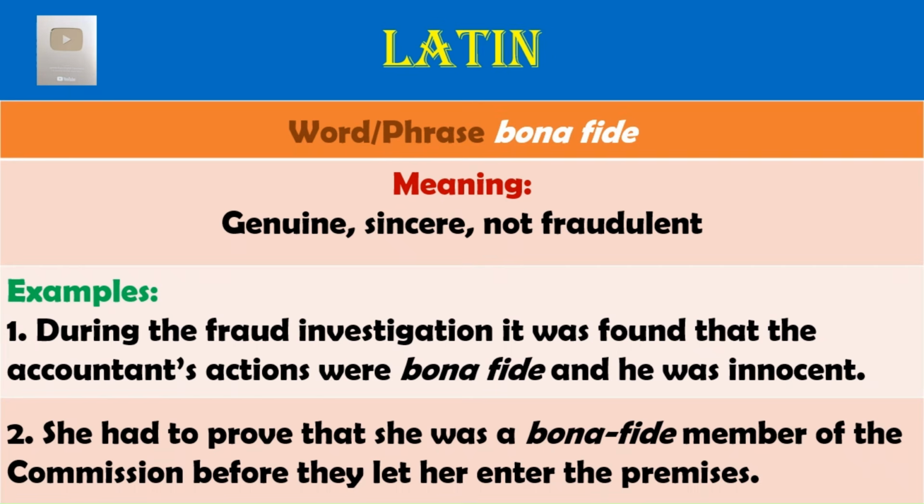During the fraud investigation, it was found that the accountant's actions were bona fide and he was innocent. That means he was sincere. The actions were sincere and he was not cheating anybody. Next example. She had to prove that she was a bona fide member of the commission before they let her enter the premises. So she had to prove her identity, and that is genuineness of her presence there.